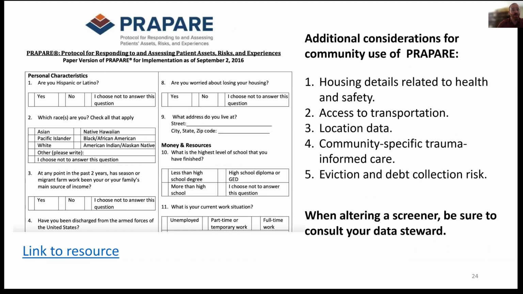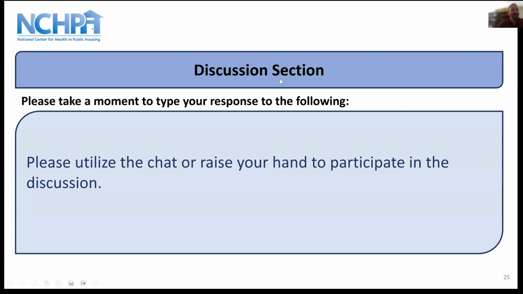For those of you who don't use SDOH screeners, the template I recommend using is the PREPARE screening, which is very widely used by FQHCs. Next slide, please. And the WellRx screen, which there is a link to on the case study. If anyone would like assistance in the process of adding questions to an SDOH screener, please send me an email. I'd be happy to help you.